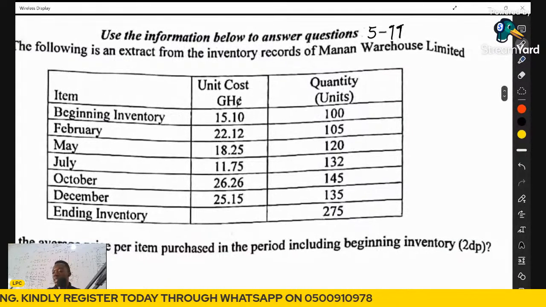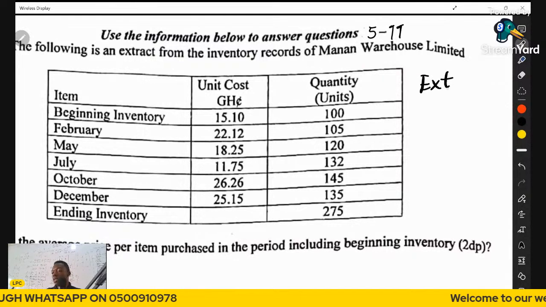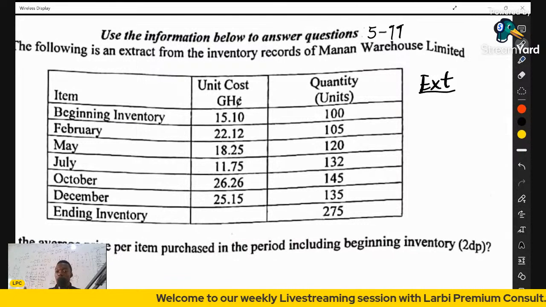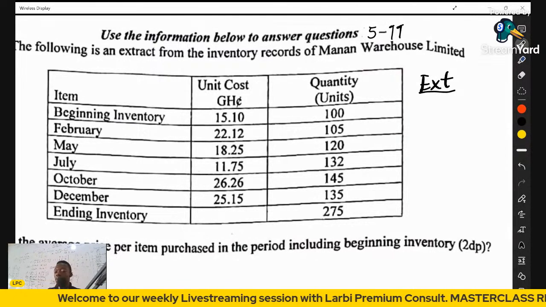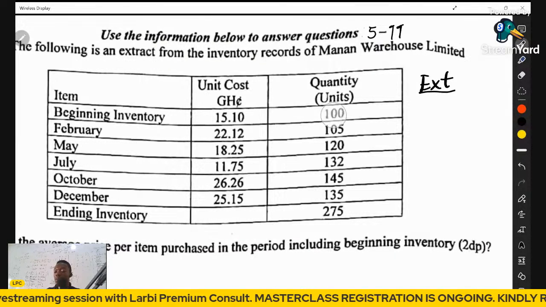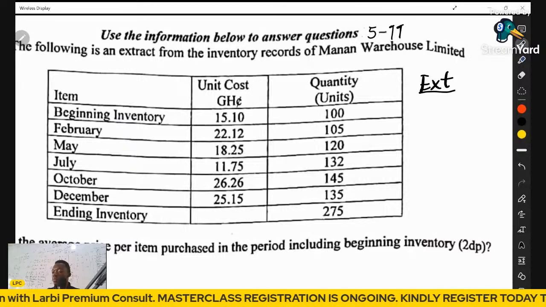We say that we create an extension here. So I have a section called extension. Extension means we multiply the unit prices by the quantity under consideration, right? So what is our unit price here? It is 15.10 multiplying 100, right? So what are we getting?